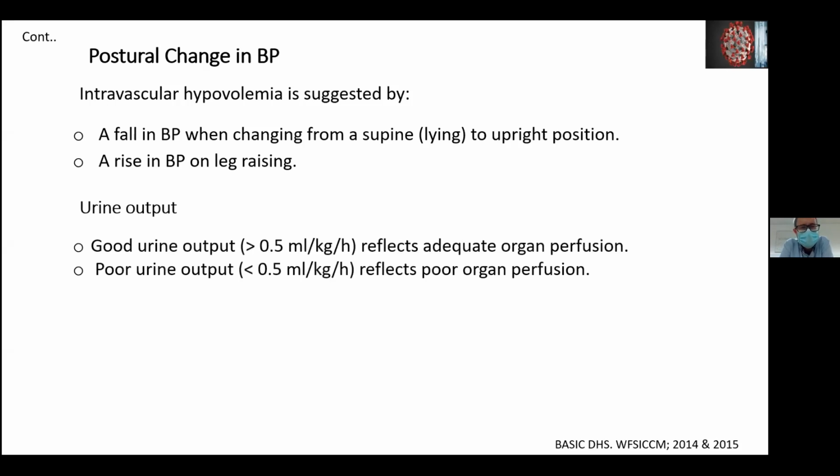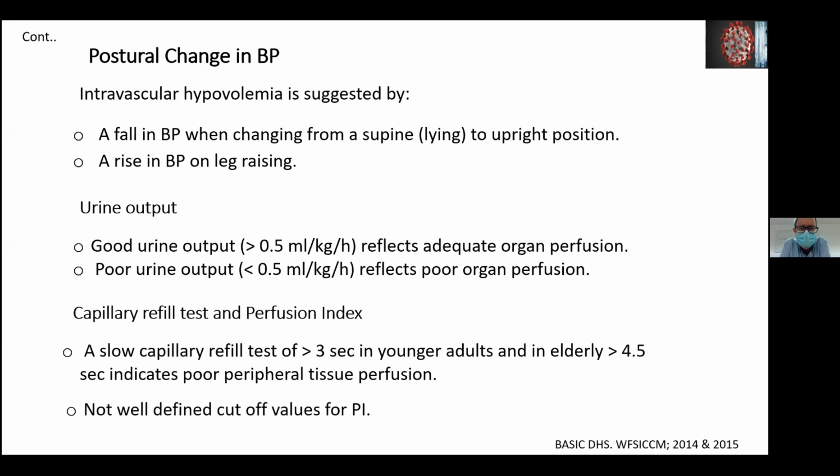Another important parameter clinically is the urine output. Good urine output, more than 0.5 ml per kg per hour, reflects adequate organ perfusion. The opposite is also true. It means poor urine output reflects poor organ perfusion.